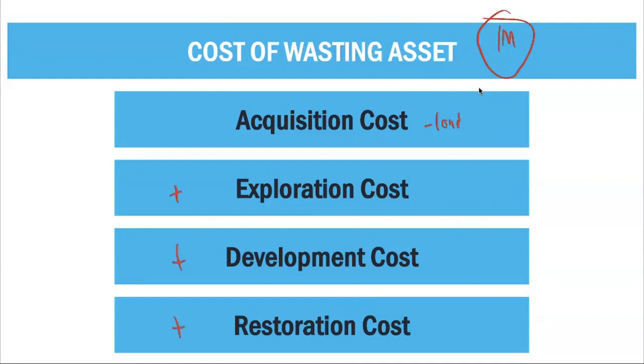And lastly, restoration costs. If you still remember restoration costs, we have discussed this in your property, plant, and equipment, such that we call this your initial dismantling cost. However, for wasting asset, we call it your restoration cost. Your restoration cost is considered a future cost, meaning you will incur it in the future. Because under the law, after you make use of a property for a wasting asset or for mining, you should restore them.